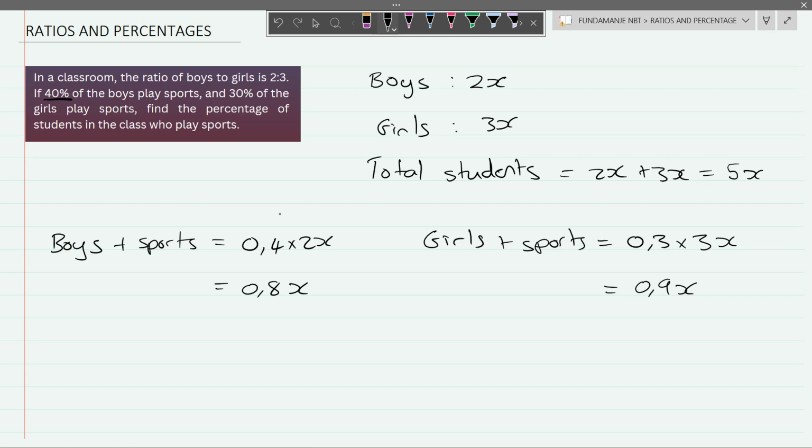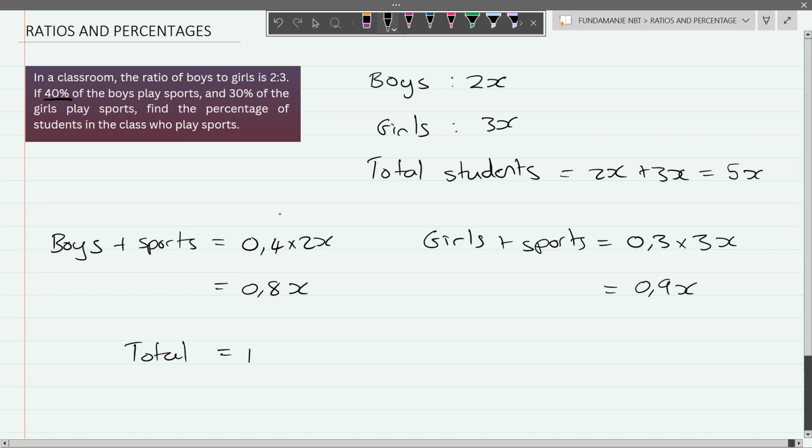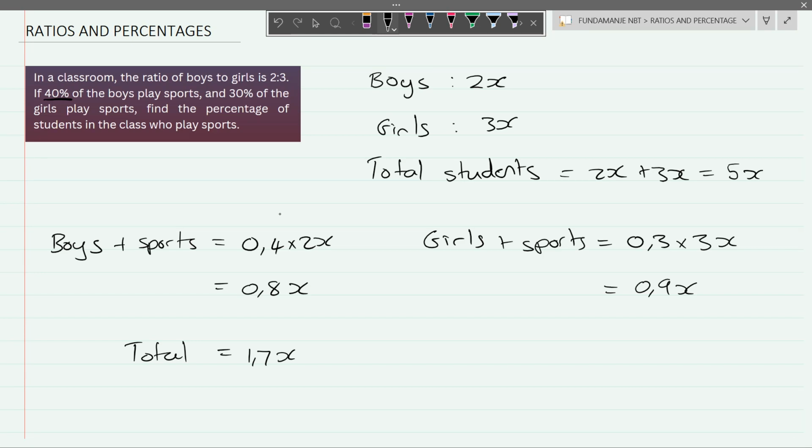So how many students play sports in total? Well, since we know that there are 2x and 3x boys and girls in total, only 0.8x of the 2x of the boys play sports, and only 0.9x of the 3x of girls play sports. Therefore, the total would be 0.8x plus 0.9x, which gives us 1.7x of students that play sports.